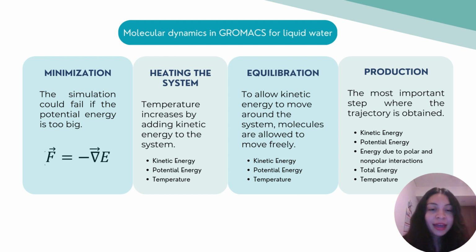After this step, the step of heating the system starts, where kinetic energy is added to the system, so the temperature increases. After this, the molecules are allowed to move freely, and the kinetic energy moves around the system evenly. This is called the equilibration step. And finally, we have the most important step called production, where the trajectory is obtained and where we have kinetic energy, potential energy, energy related to polar and nonpolar interactions, and total energy, and the temperature.